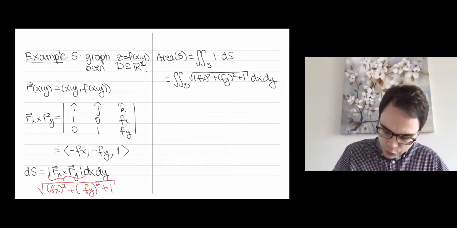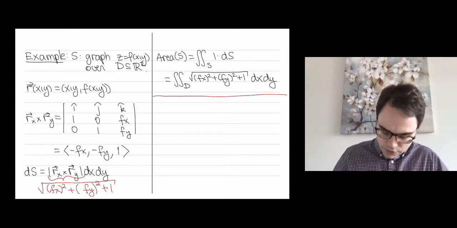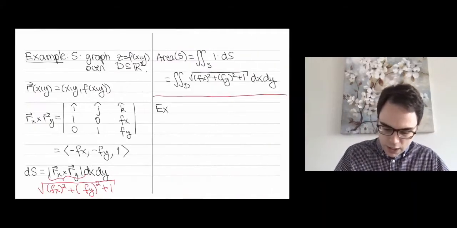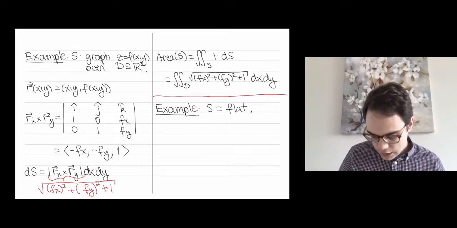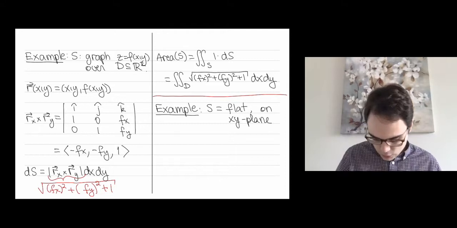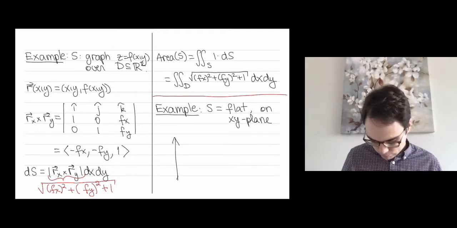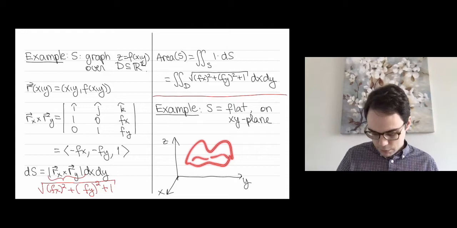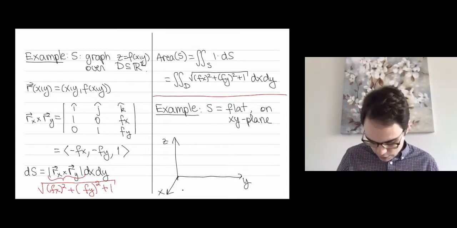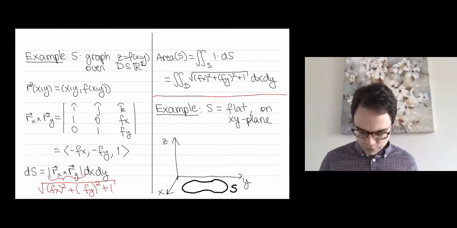So the other example I'd like to show you is how this expression for the integral in terms of parameterization connects to change of variables before. So, example. S this time is flat and on the xy plane. Let me draw that. So instead of having our surface be up here, it's going to be flat and it's going to live in the xy plane. So I'm going to get something like this. So that's our surface.